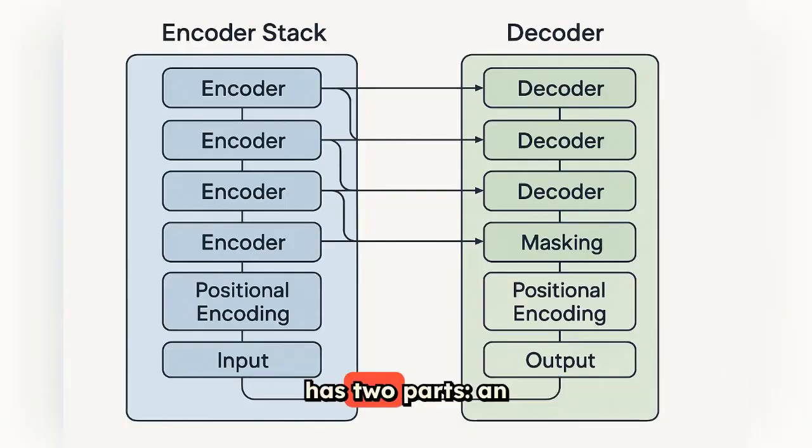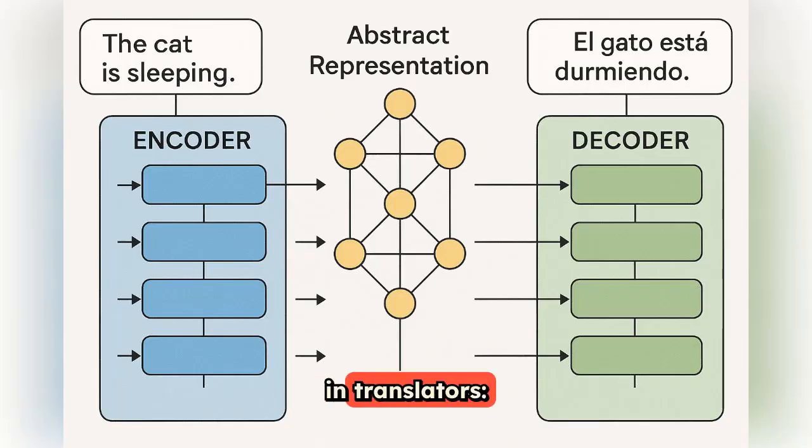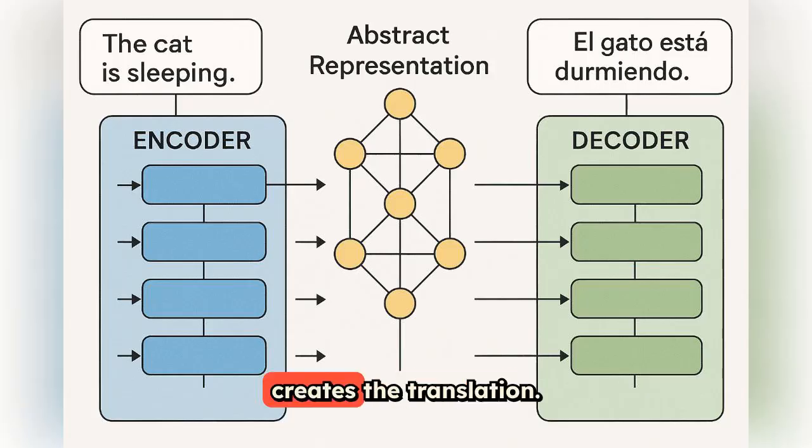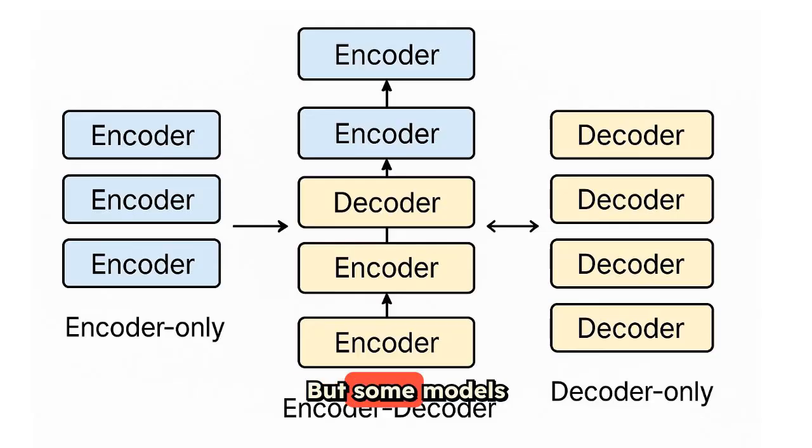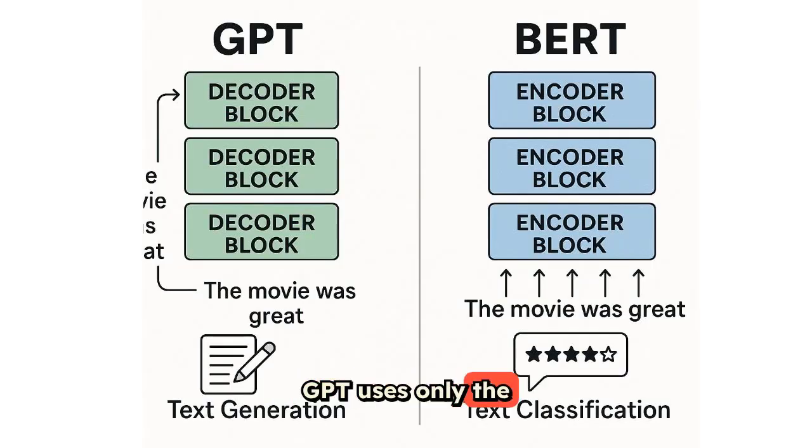Sometimes a transformer has two parts, an encoder and a decoder. For example, in translators, the encoder reads the input text and the decoder creates the translation. But some models use only one part. GPT uses only the decoder, while BERT uses only the encoder.